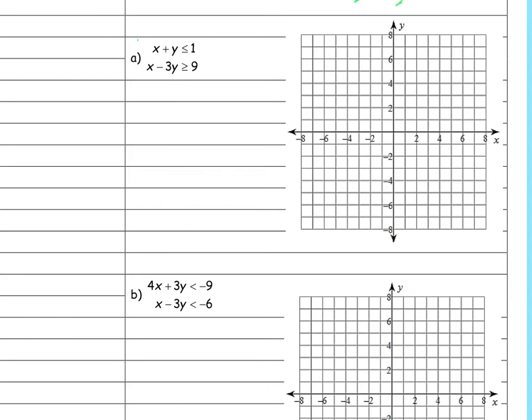So I have 1 and 2. Equation 1 says x plus y is less than or equal to 1. Subtract x. And I got y is less than or equal to negative x plus 1. My slope is negative 1 over 1. Y-intercept is 1. And it's going to be solid. So b starts at 1. And it's negative. And it's solid.